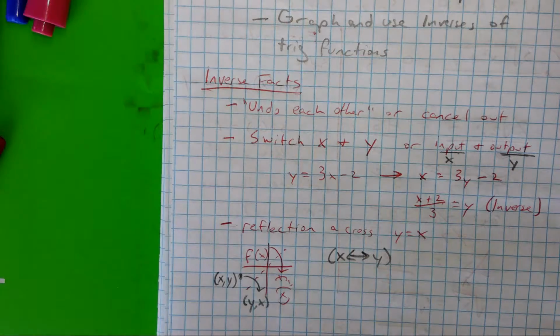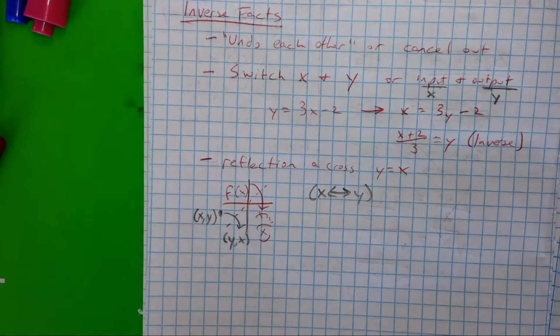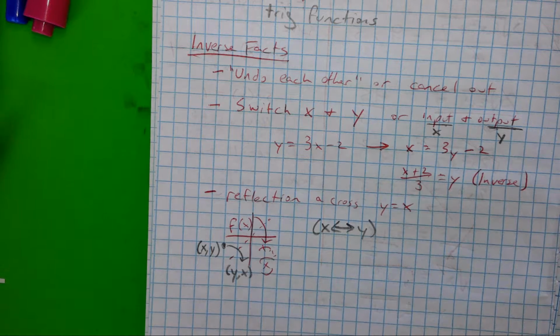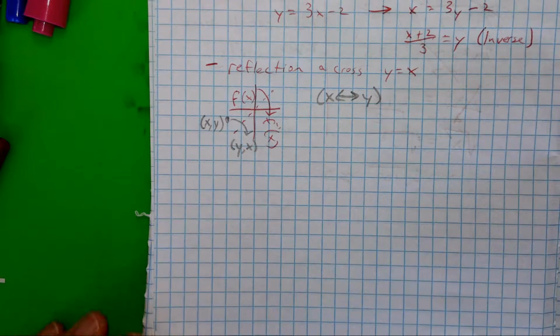So that's what we're going to do when we use inverses of trig functions. We're swapping the input with the output from a normal trig function. When have we used, say, the inverse sine, inverse cosine? We've used them to do some things, right? You remember? No? Okay. Well, if not, you'll remember in a minute. All right. So these are some inverse facts.